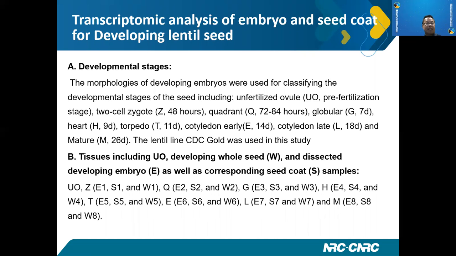Global stage is 7 days. Heart stage is 9 days. Torpedo is 11 days. Cotyledon early is 14 days. Cotyledon late is 18 days, and mature is 26 days. We used the lentil line CDC Greenstar in this study. The tissues used for the transcriptome study included unfertilized ovule, developing whole seed, and dissected developing embryo, as well as the corresponding seed coat samples.